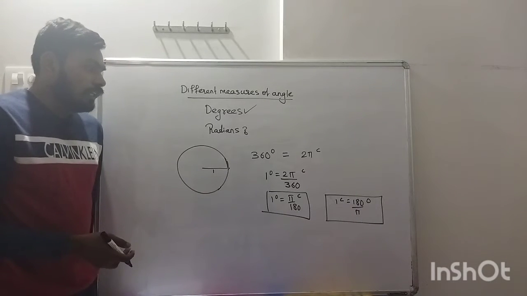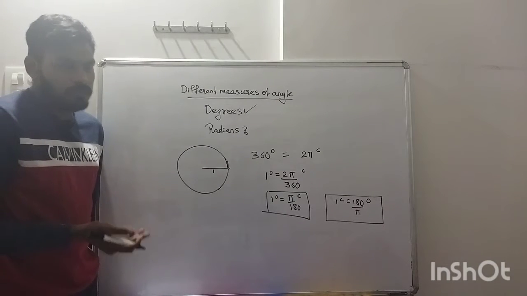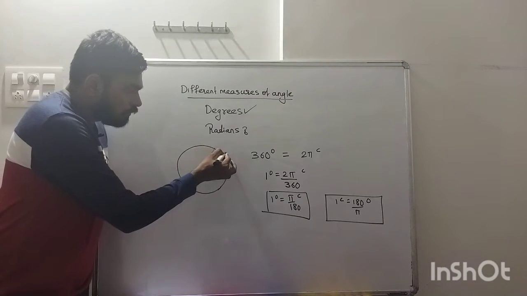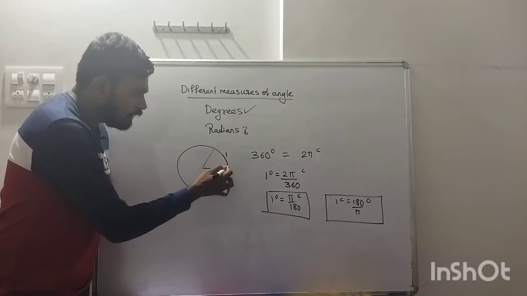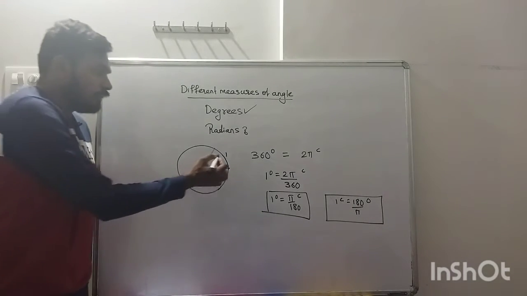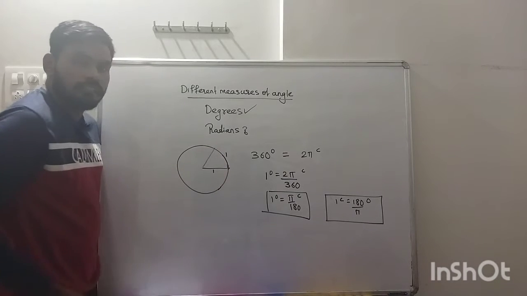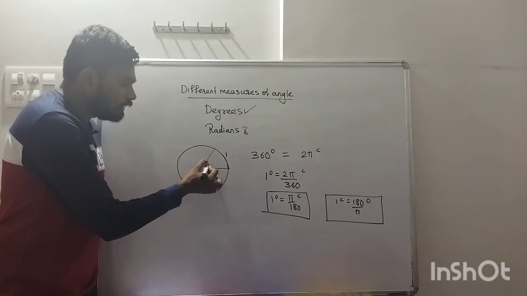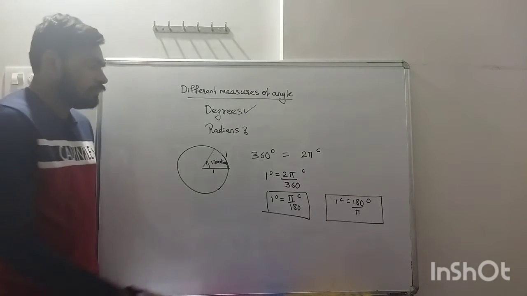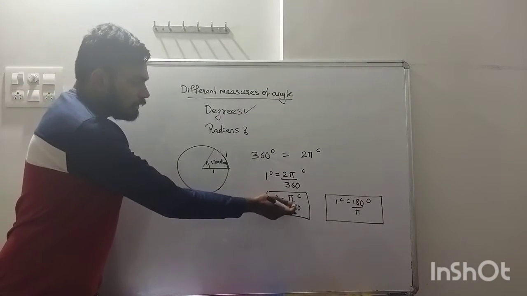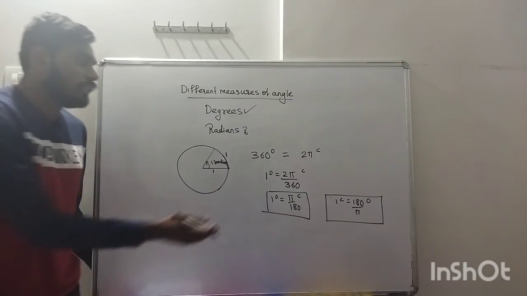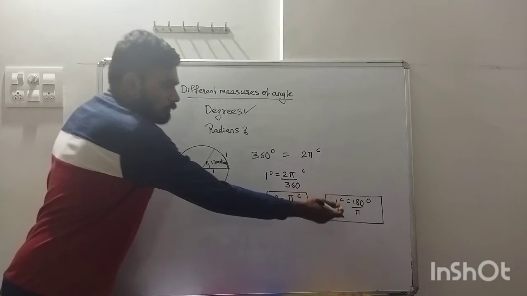Now, what is the definition of a radian? See, if we take 1 unit of a circle and trace 1 unit of length along it, then the measure of that angle is 1 radian. Understood? And 1 degree is the same as pi by 180 radians, and 1 radian is the same as 180 by pi degrees. So this is the relation between degrees and radians, and this is the relation between radians and degrees.